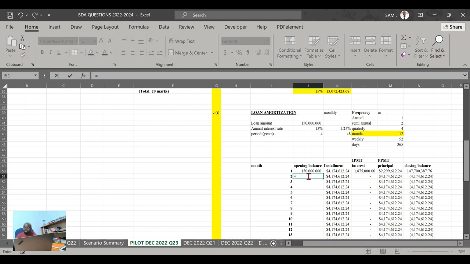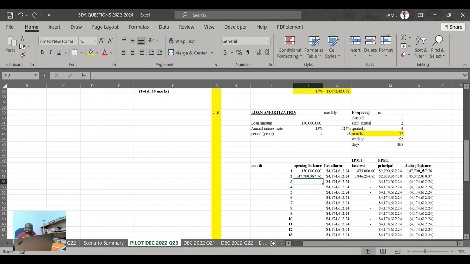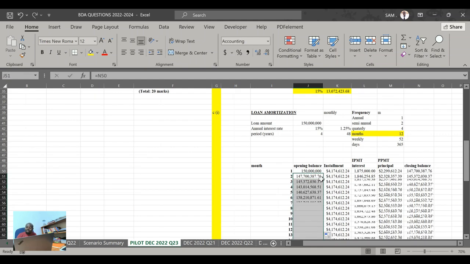So I will come to period two, put an equal sign, then I refer to the closing balance in year one. No, in month one. These are not years, these are months. That is the opening in month two. So once I've done that reference, I've already instructed Excel on what to pick moving forward. So I will just go ahead here and again autofill to the end.